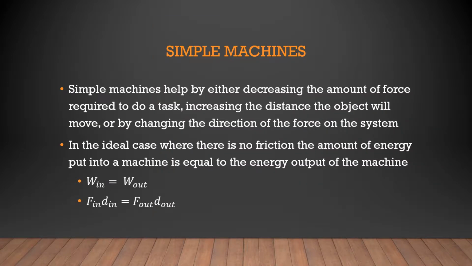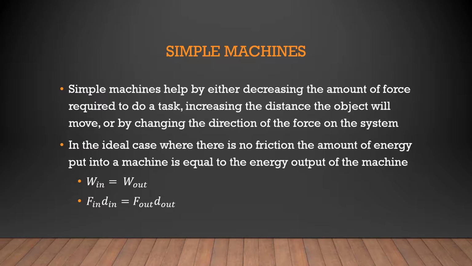So first off, simple machines help us by either decreasing the amount of force required to do a task, or increasing the distance the object will move, or by changing the direction of the force of the system. All three of those things may be a benefit to us. So the idea there being that we're going to accomplish something that we maybe couldn't have accomplished on our own by changing one of those three factors.